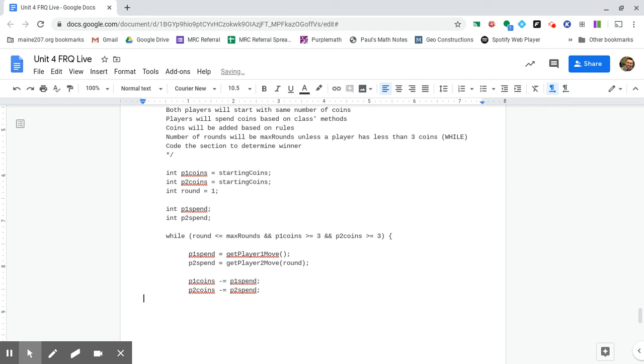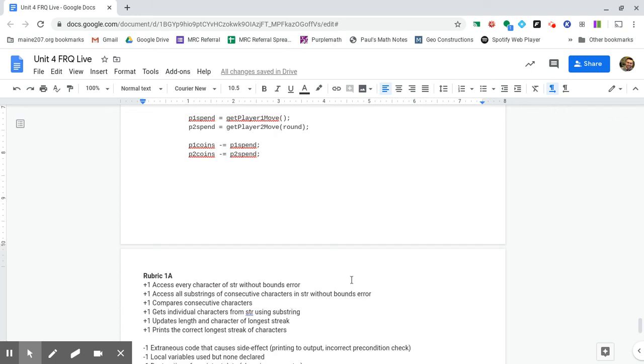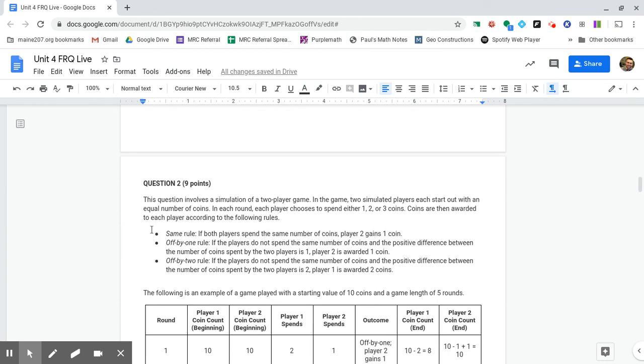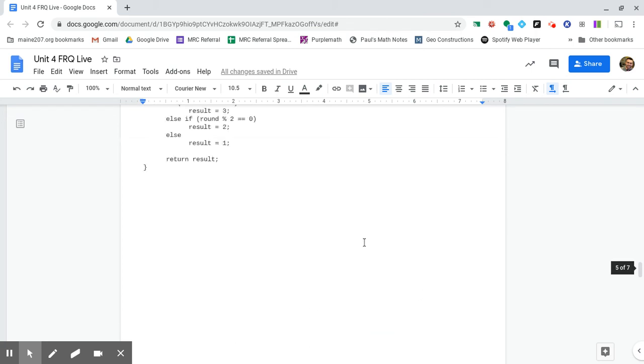What we next have to do is think about those rules about if they spend the same, if it's one off or it's two off. Okay, so I'm going to go back up. We're going to re-examine that. I know that if they spend the same number, player 2 gains a coin. If it's one off, then player 2 is still awarded 1 coin. And if it's off by 2, then player 1 is awarded 2 coins. So we need to code that now.